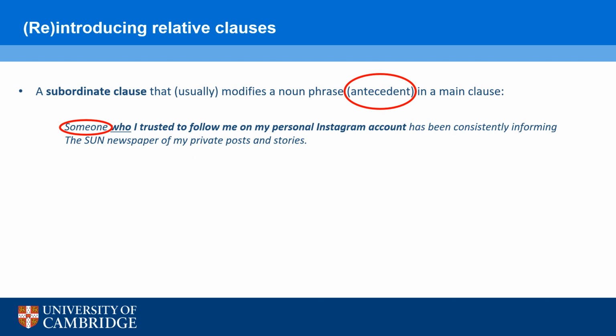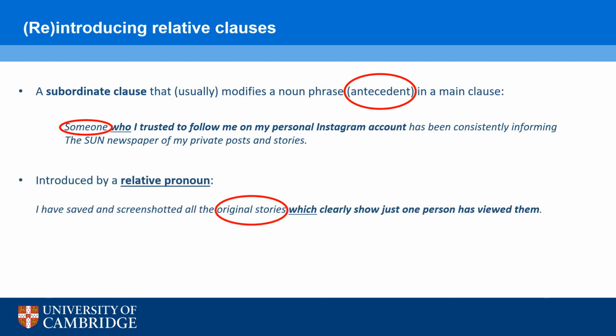Someone who I trusted to follow me on my personal Instagram account has been consistently informing the Sun newspaper of my private posts and stories. The relative clause here is in bold. The antecedent in this case is someone, and the relative clause gives us a bit more information about that someone, namely that they were trusted to follow the speaker's personal Instagram account. Your attention may have been drawn to the word who here, since it's underlined. This is the relative pronoun, and they are used to introduce relative clauses.